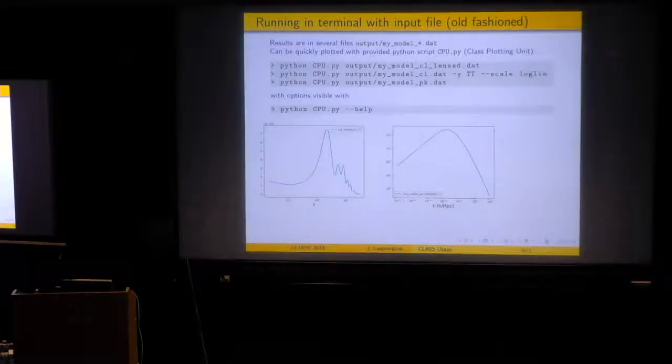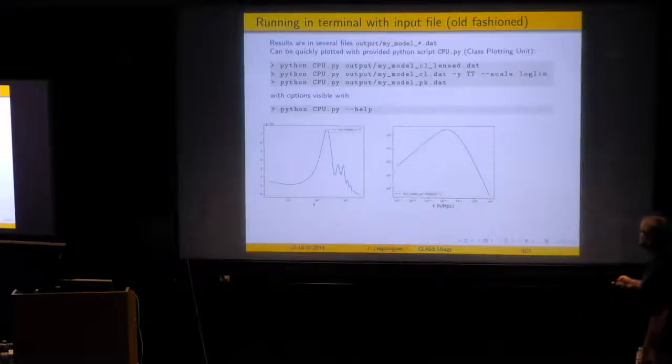But if you are in a rush, we prepared something for you which is optimized for class. It's a class plotting unit. I don't like too much this name, but a previous student of mine found it funny, so we left it. And he did it well anyway. So if you do python cpu.py --help, you see lots of options. It's a Python script.